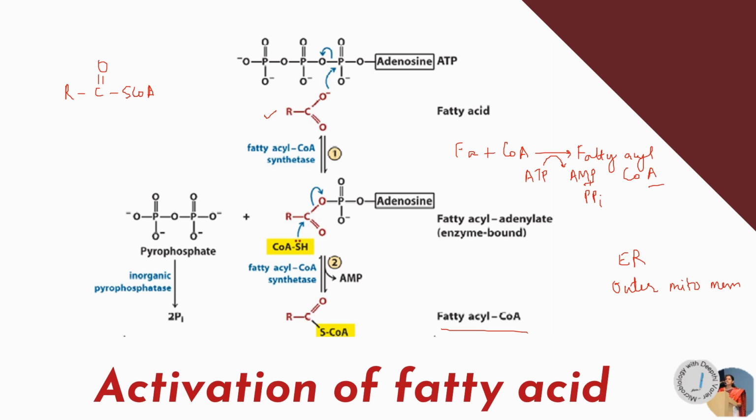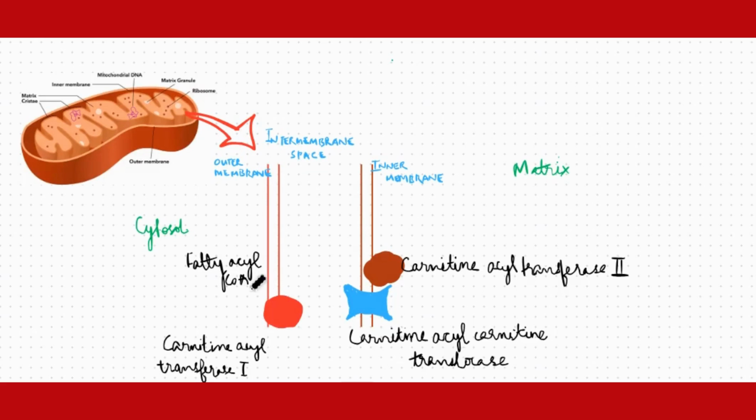Now once this is done, once we have the activated fatty acyl-CoA, we need to see how it can get inside the mitochondria. So we have only reached the mitochondria. It needs to now get inside for the final oxidation to occur. Now that the fatty acyl-CoA has been formed, it has to get in through the membranes of mitochondria and reach the mitochondrial matrix for beta oxidation.